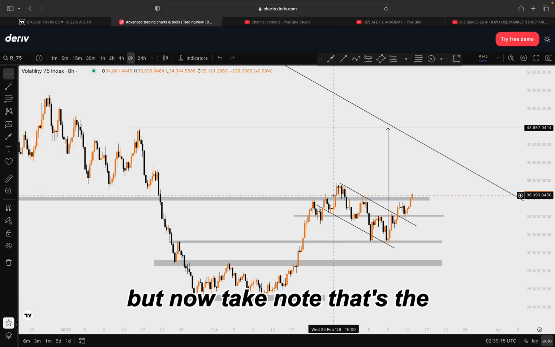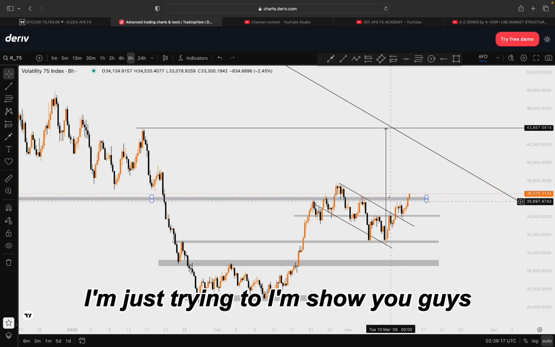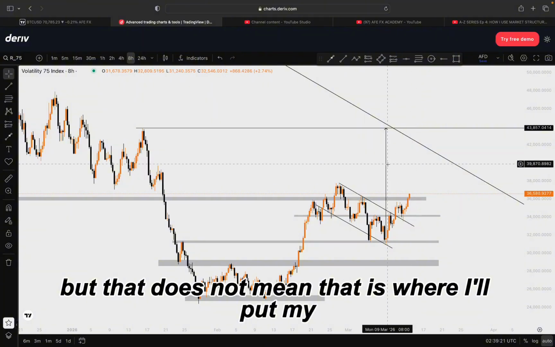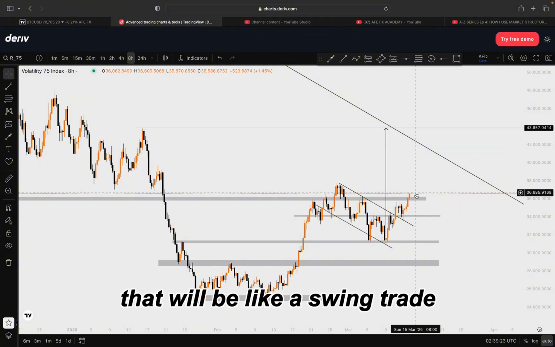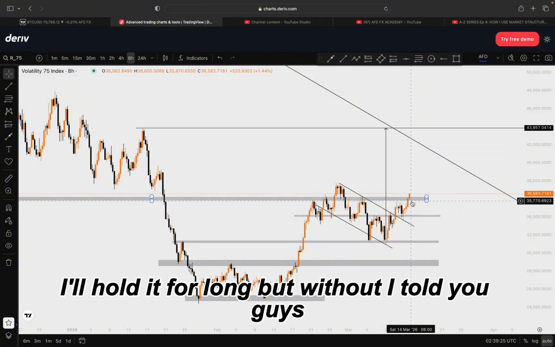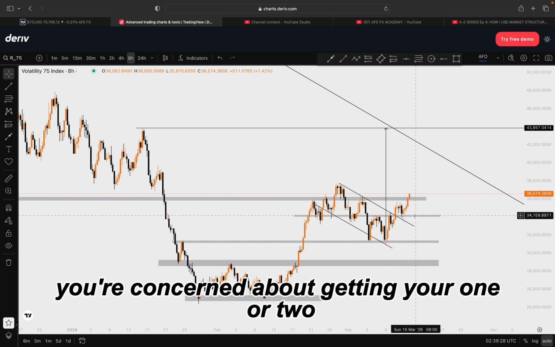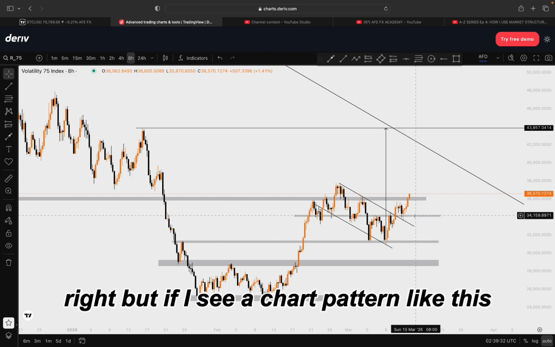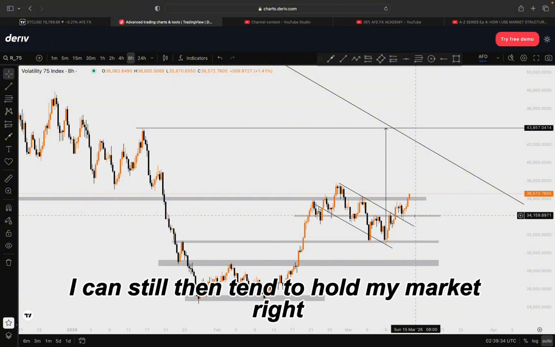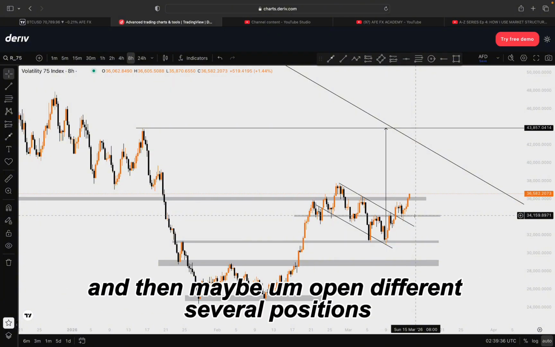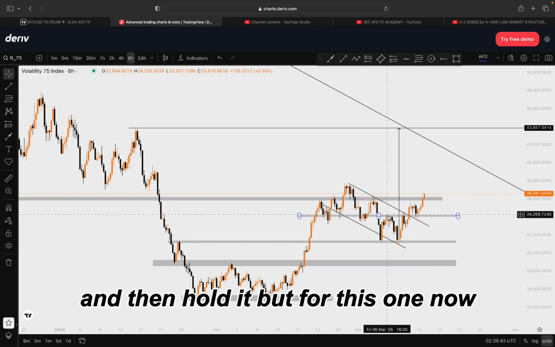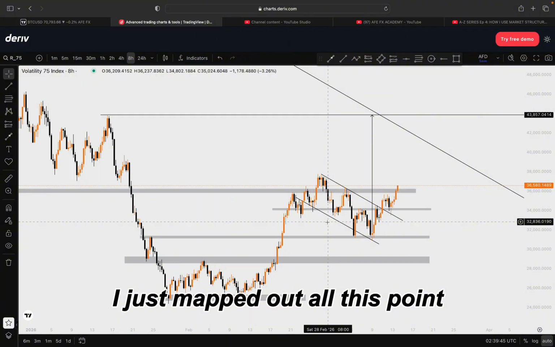But now take note, I'm just trying to show you guys where I'm anticipating the market to go. But that does not mean that was where I'll put my TP. If I want to put my TP there, that would be like a swing trade. I'll hold it for long. But with what I told you guys, you are concerned about getting your 1:2 and then you're out, right? But if I see a chart pattern like this, I can still tend to hold my market, right? And then maybe open several different positions with different TP levels, right? And then hold it.